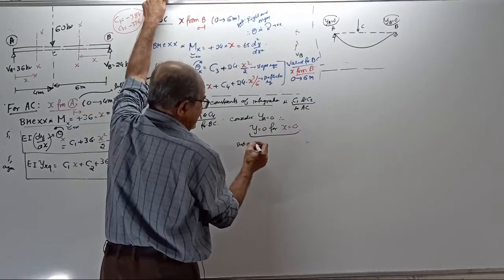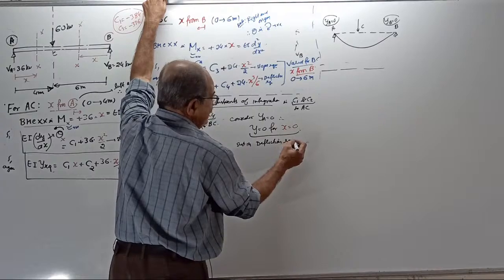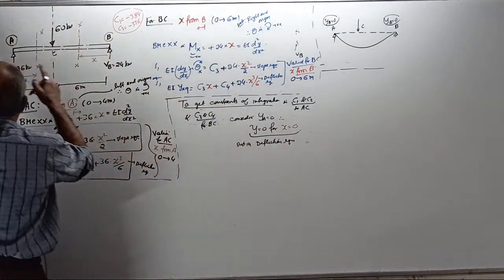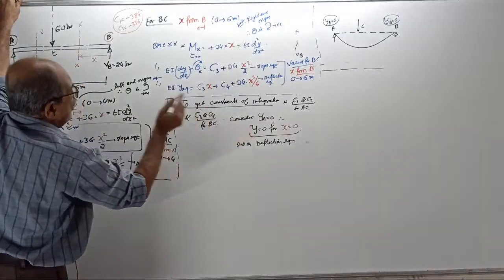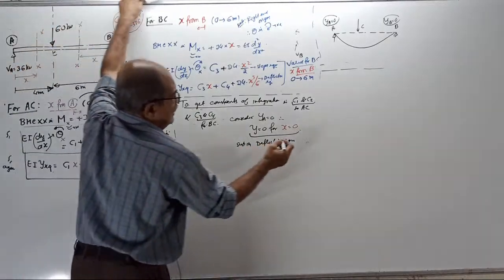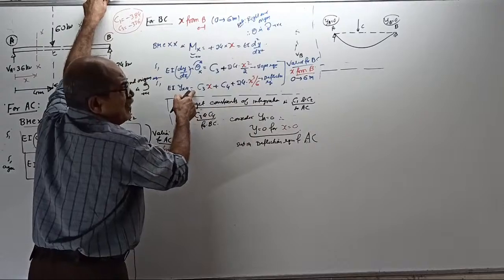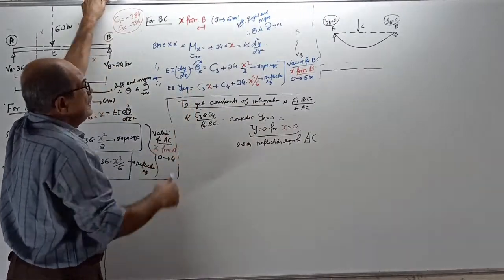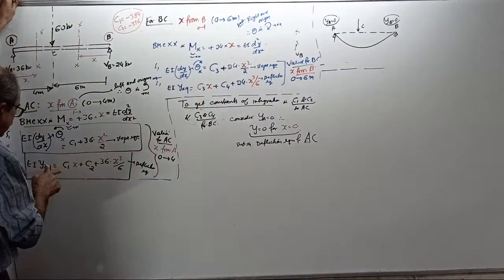Substitute in the deflection equation. There is one deflection equation for AC, one equation for BC. When you put X equal to 0, you are here. So, deflection equation for which one? Equation for the AC portion. You cannot use the other equation, because that is the equation for B to C.